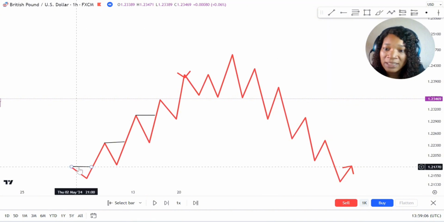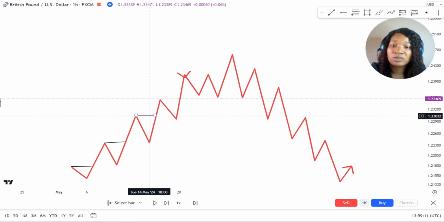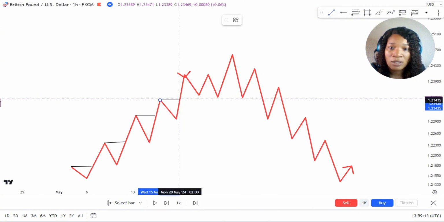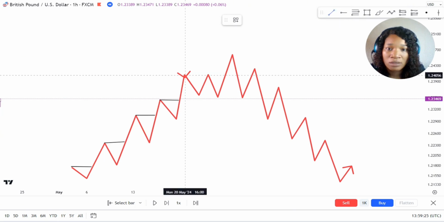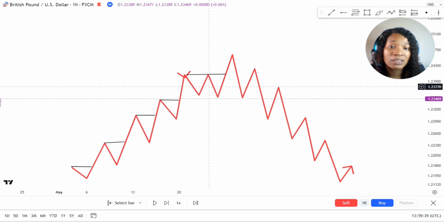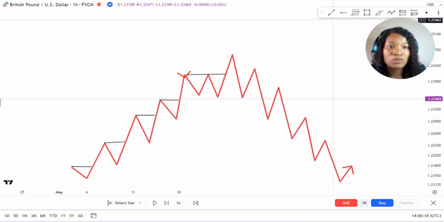So we have established that this is a break of structure, another break of structure, and then a change of character. This is another break of structure right here, not a change of character yet. How then do I know that price is actually trying to change its character? So right here, price is trying to do something like this.